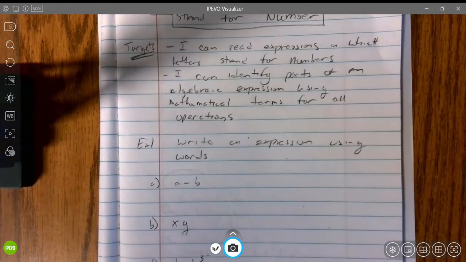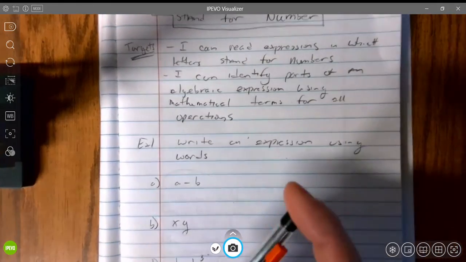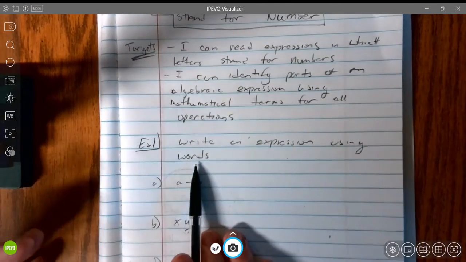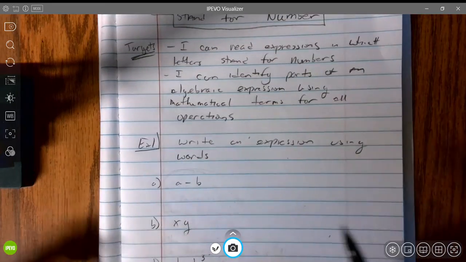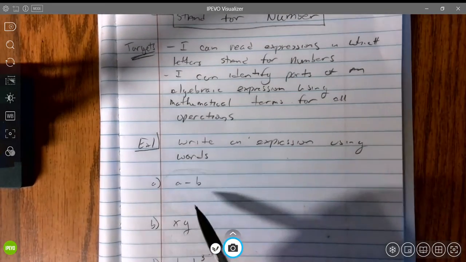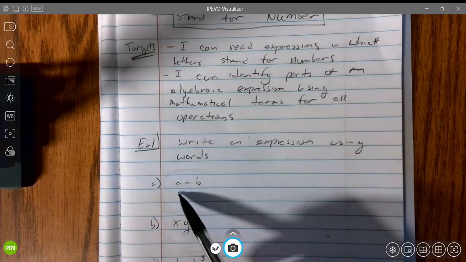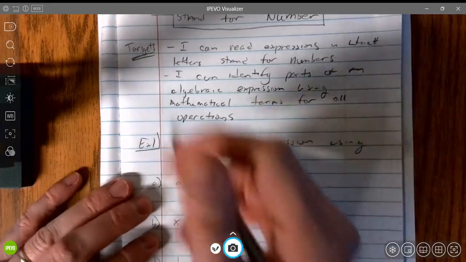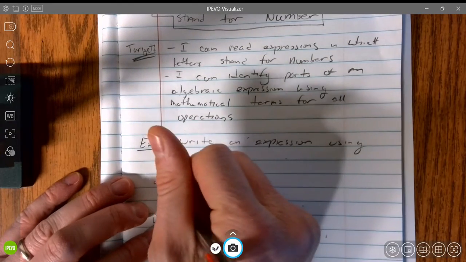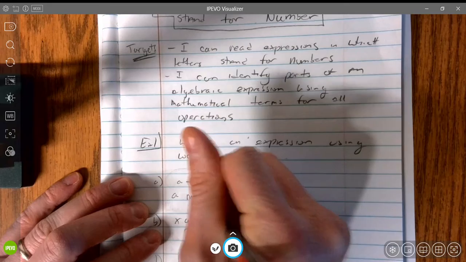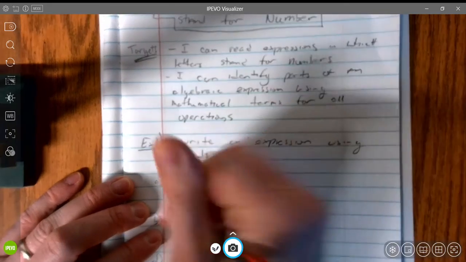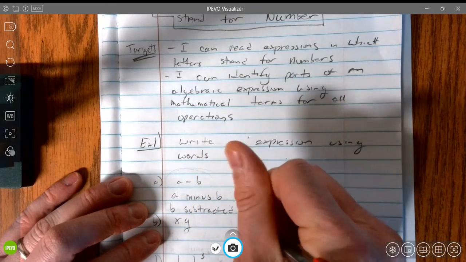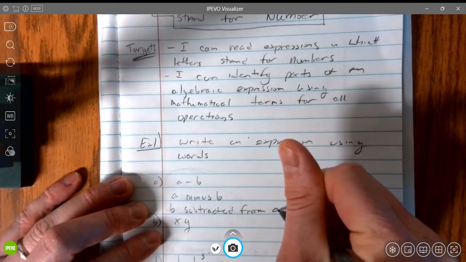So, what are we doing? In this first group of examples, I'm going to write an expression using words for each of the expressions given. What does that mean? It's pretty simple. For letter A, I have A minus B. I could write this a number of different ways. Any of these are acceptable. I could write A minus B, or B subtracted from A.